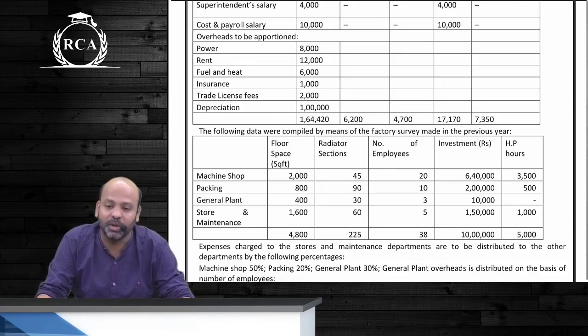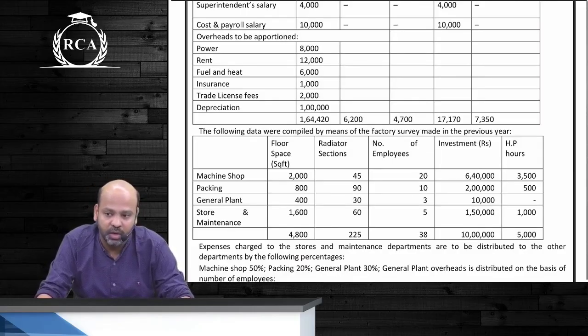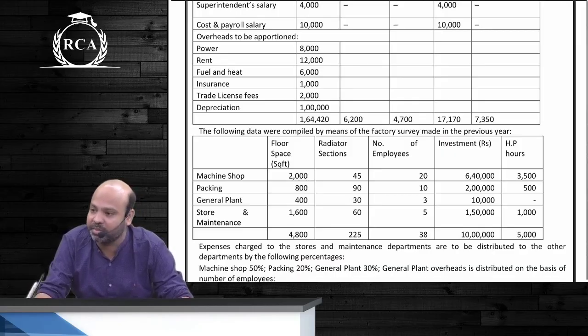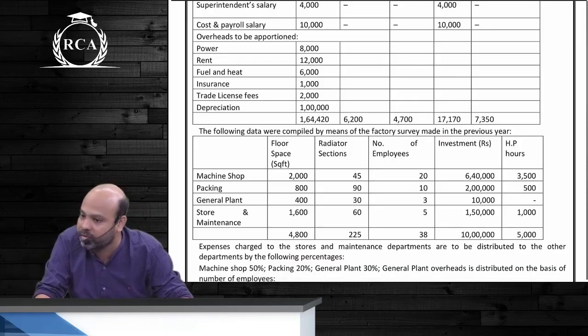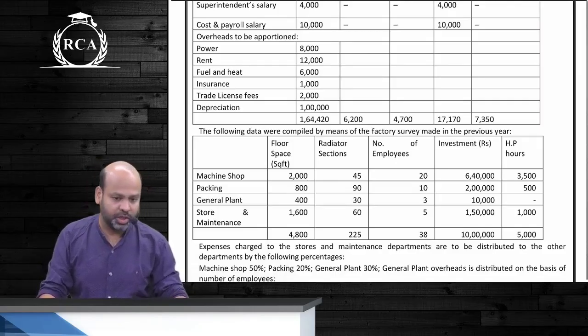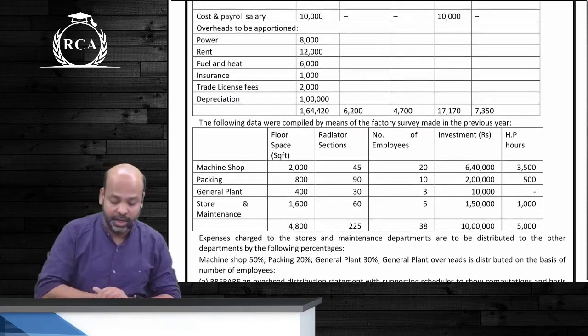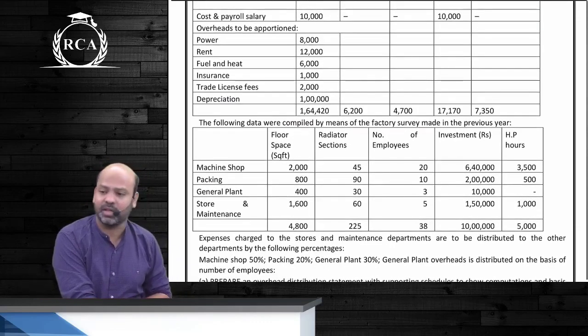Insurance. Number of investment. What, number of employees, beta? Insurance of what does a company take? Insurance is normally taken, beta, for the assets that the organization owns. Are we clear? Nowhere is it given, beta, that this is health insurance of the employees or life insurance of the employees that is being paid. So when they say insurance, it is always for the amount of inventory or the amount of assets that an organization owns. So insurance will be allocated or apportioned, beta, on the basis of investment. Are we clear? Trade license fees. Now trade license, what, number of employees?